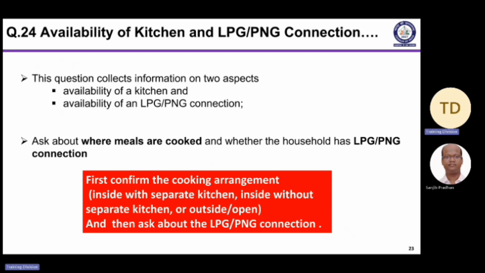Then they have to ask whether they have an LPG connection. I may be cooking using LPG, but I may not have a gas connection. Is it possible? Yes. So here the availability of a connection for that particular household is important, and the availability of the kitchen, and where that kitchen is, is also very important.